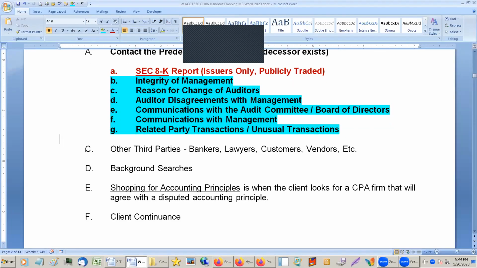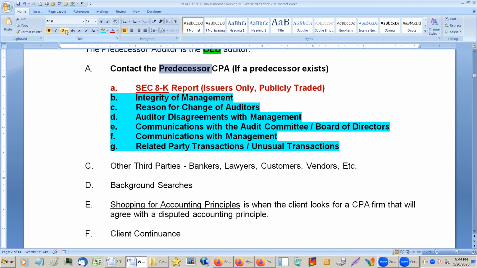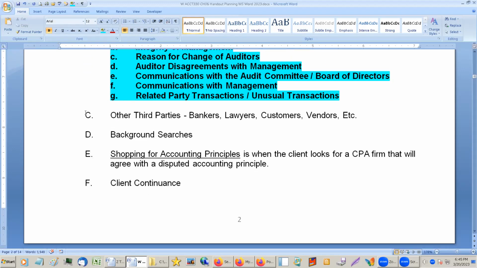Okay, so anyway, contacting the predecessor CPA, this is actually a very important one. You usually get the best information from the predecessor auditor. You probably have to pay them some fee for them to do their work and to sit down with you and take the time and all that kind of stuff. But again, to make sure that you are making a good choice and taking this client, you have to do that.